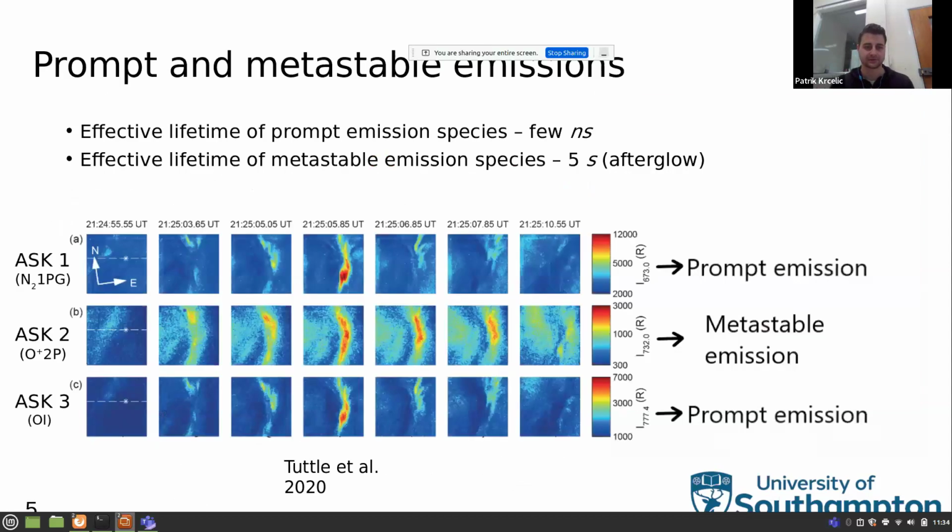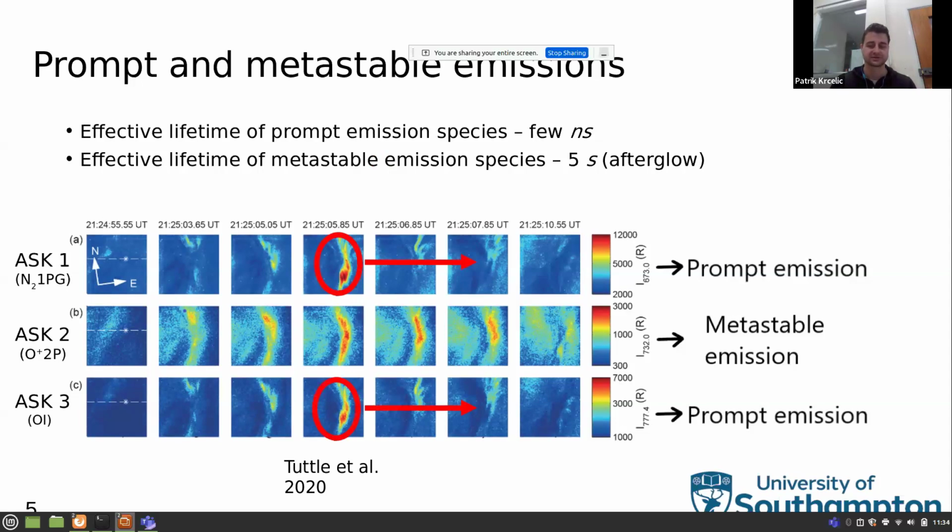So what does that mean? The prompt emission has an effective lifetime of a few nanoseconds, and we treat it as instantaneous, and these are ASK1 and ASK3. You can see here that the features present in this time step are no longer present in the subsequent time steps.